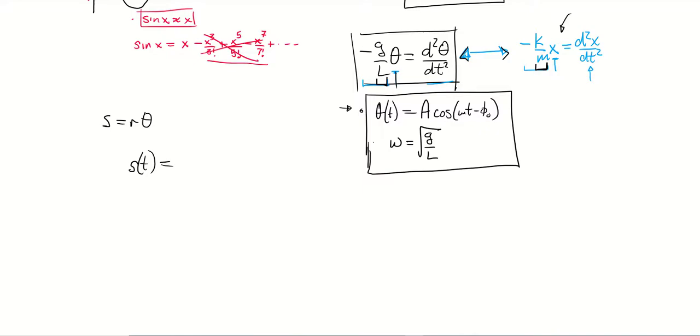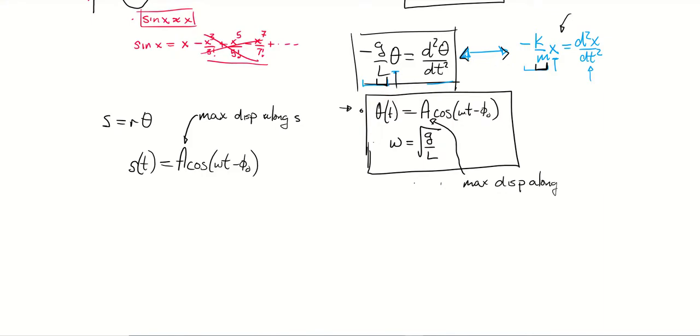with respect to time. And essentially it's going to have the same form, a cosine of omega t minus phi naught, but this amplitude is going to be different than the amplitude in the angular position. So the amplitude in this case is the maximum displacement along the s direction, and in this case, this amplitude is the maximum displacement along theta. So that would be theta max. This would be s max. So that's probably the best way to write this.